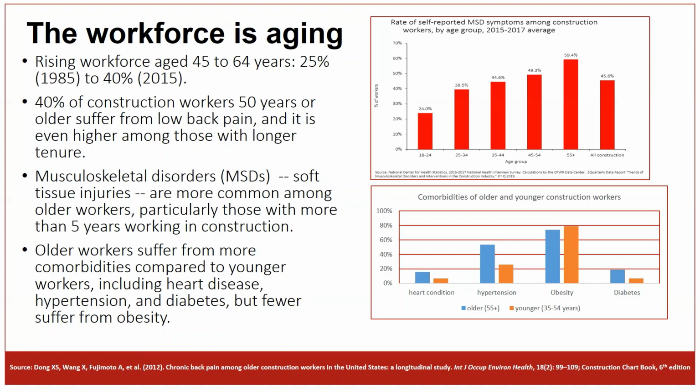Compared to younger workers, older workers also suffer from more comorbidities. In other words, other diseases or conditions that a person may have at the same time. As the second chart shows, more older workers also suffer from heart disease, hypertension, and diabetes than younger workers, but fewer suffer from obesity.